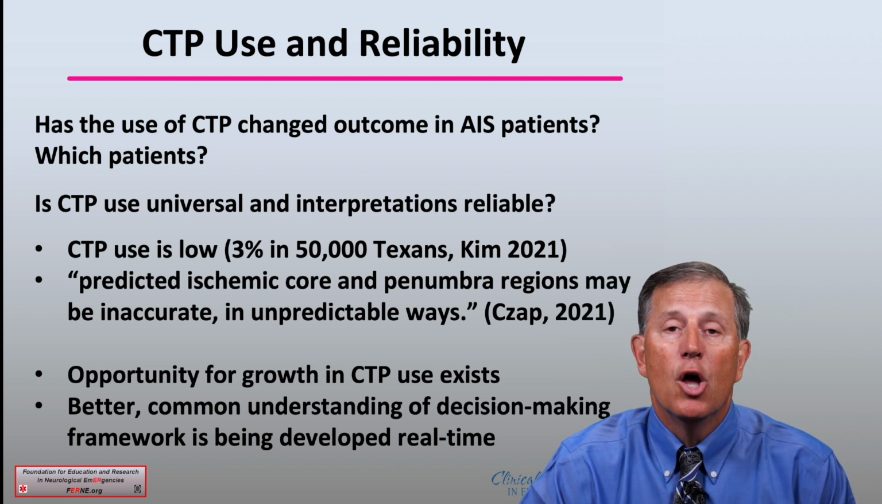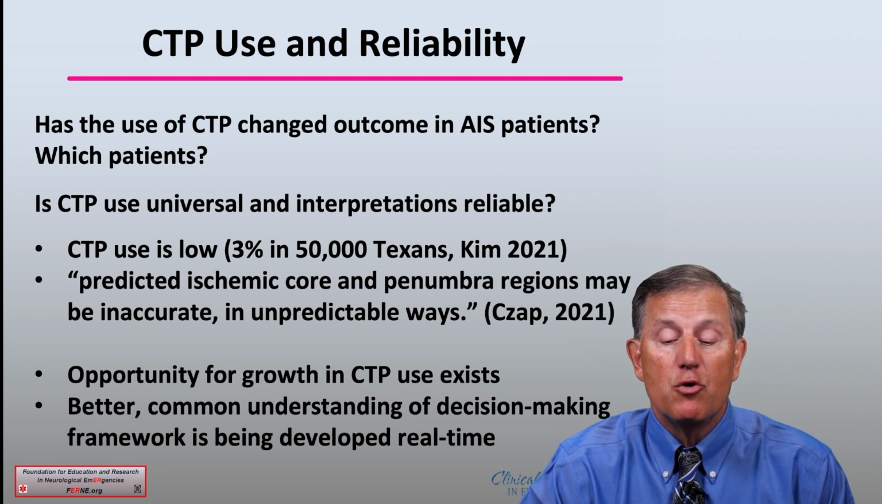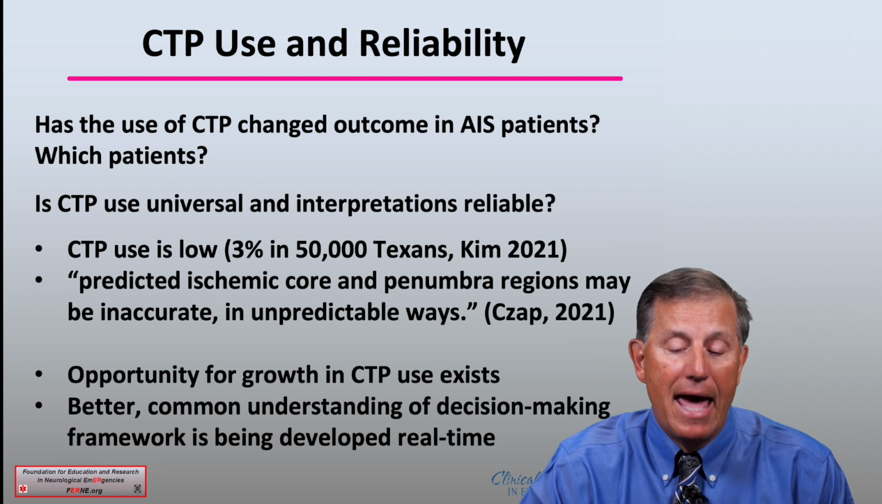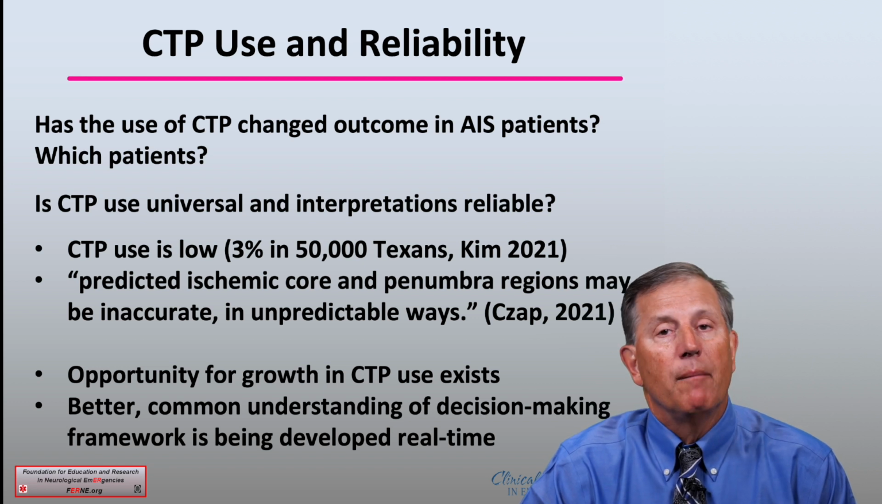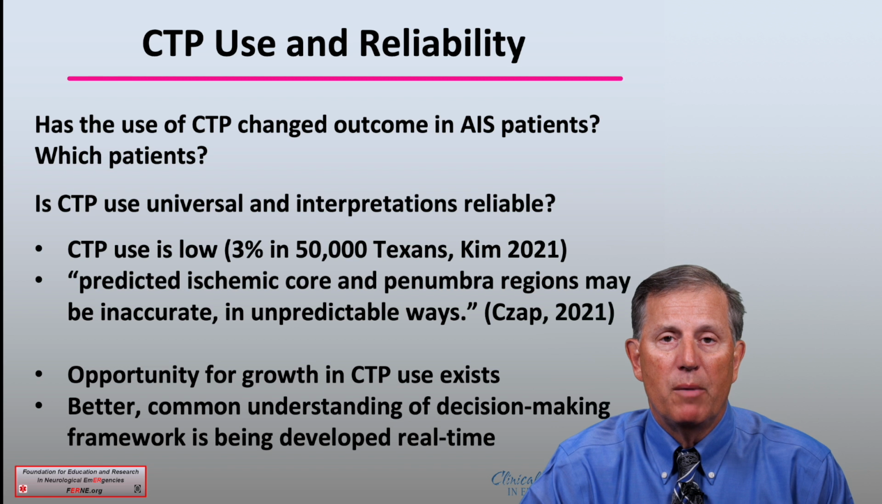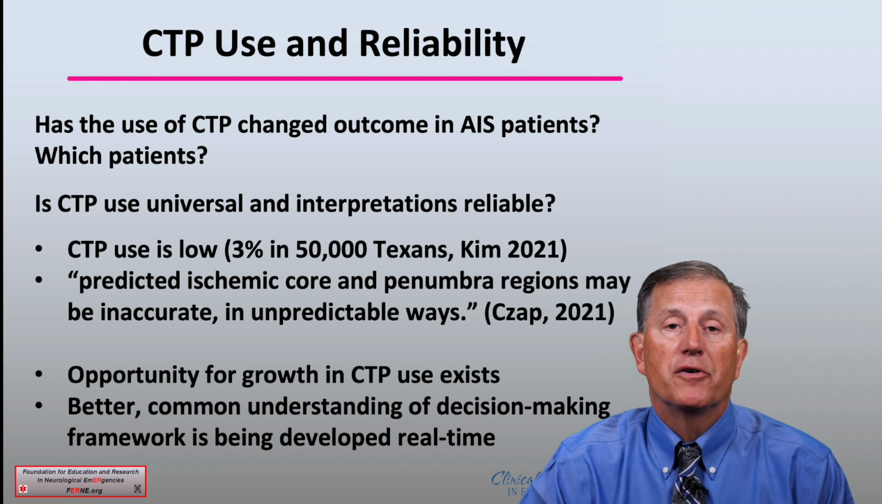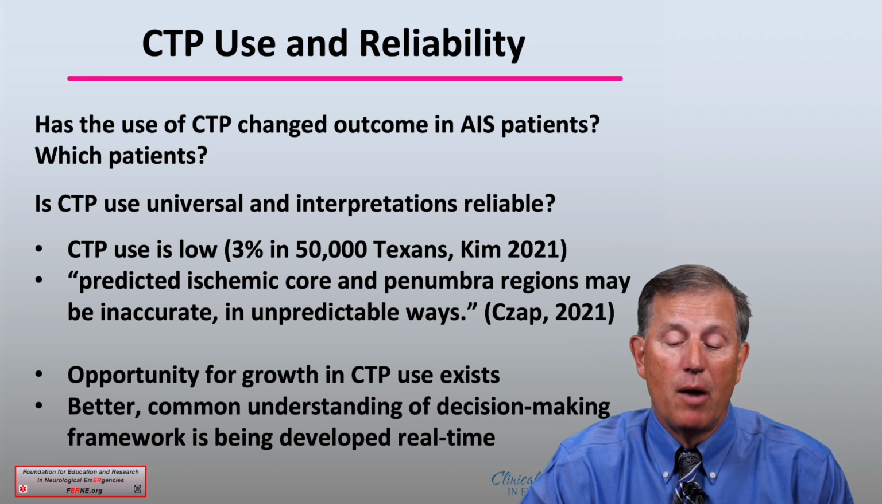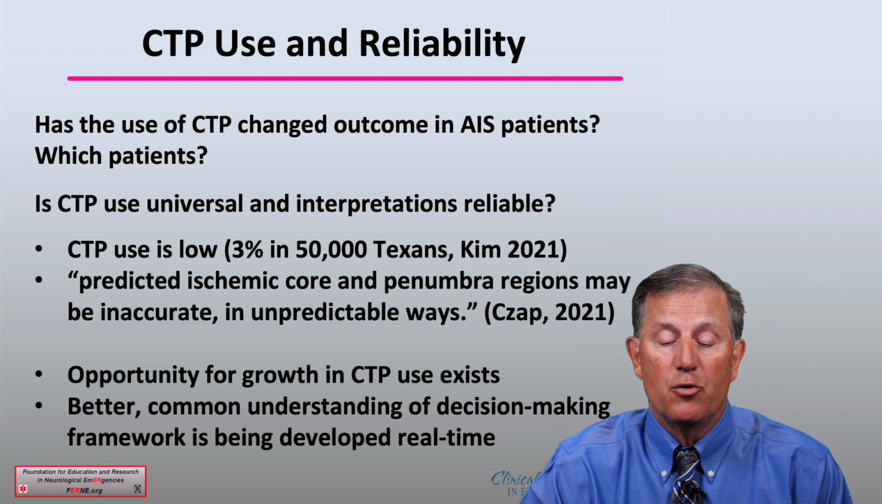So from this, we know two things: that there's an opportunity to grow the use of CTP for more patients with acute ischemic stroke, and we know that with time, and now at 2023, we probably know more with regard to having some better common understanding of how decision making can be optimized within the framework of CTP use in real time.